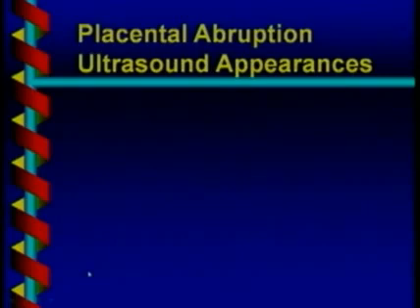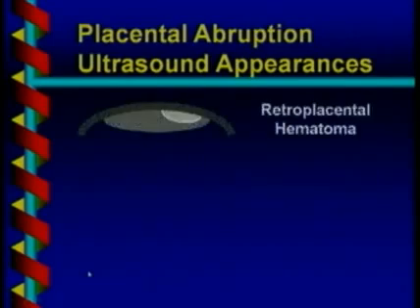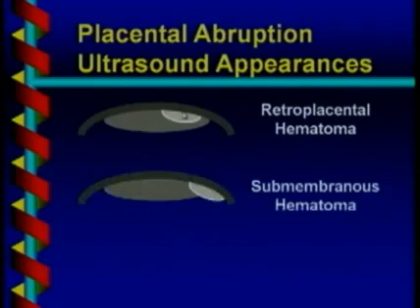Let's move from placenta previa to placental abruption. There are three main ultrasound appearances with a placental abruption. One is seeing a hematoma under the placenta, between the placenta and the wall of the uterus. That's the wall of the uterus here. That's the placenta, that's the hematoma. A second appearance of a placental abruption is a hematoma that extends mostly under the membranes. Here's the membrane, placenta extends under it.